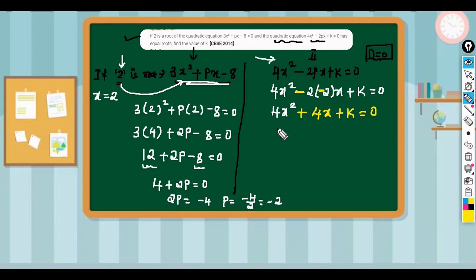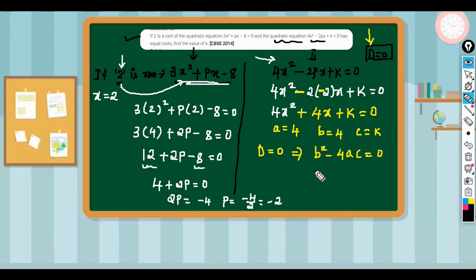Correct? Now continue to do what you did in the previous one. What is your a value? 4. A value is 4. B value is also 4. Very good. C is value k. Now what is the condition given to you? Roots are equal. So if roots are equal, then discriminant will be equal to 0. This implies b square minus 4ac equal to 0. Correct? D means b square minus 4ac. I just replaced d by b square minus 4ac here.